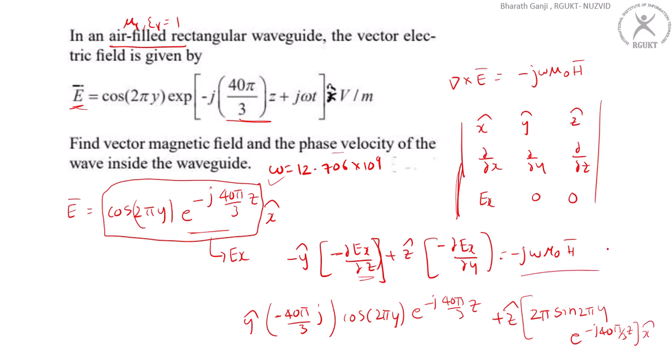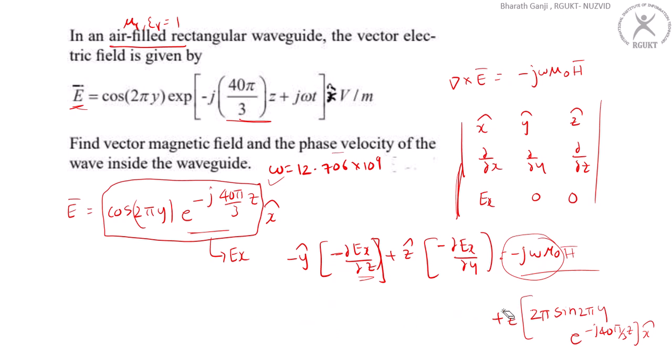Okay, this whole thing should be equal to H bar, so I can see that for H bar there is only a z component and a y component. If I bring this minus j omega mu naught to this side, I get the final answer like this. Let me write the final answer for H bar.